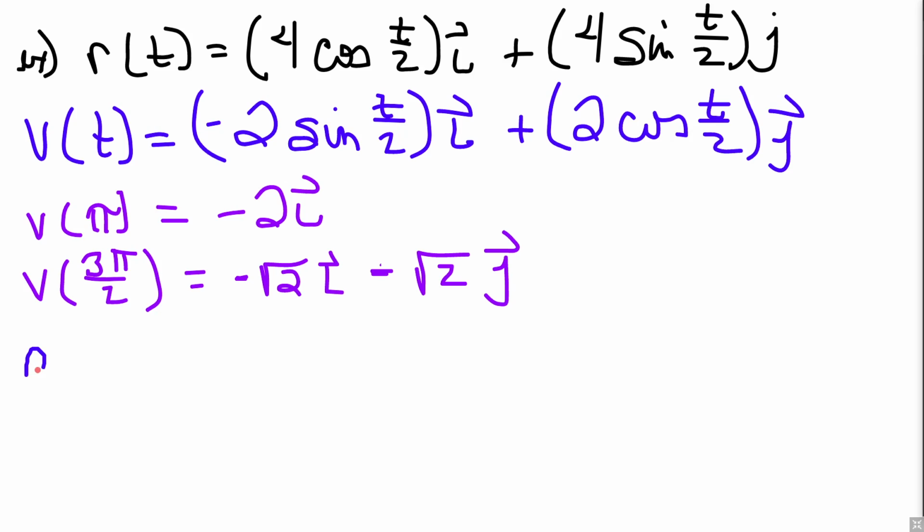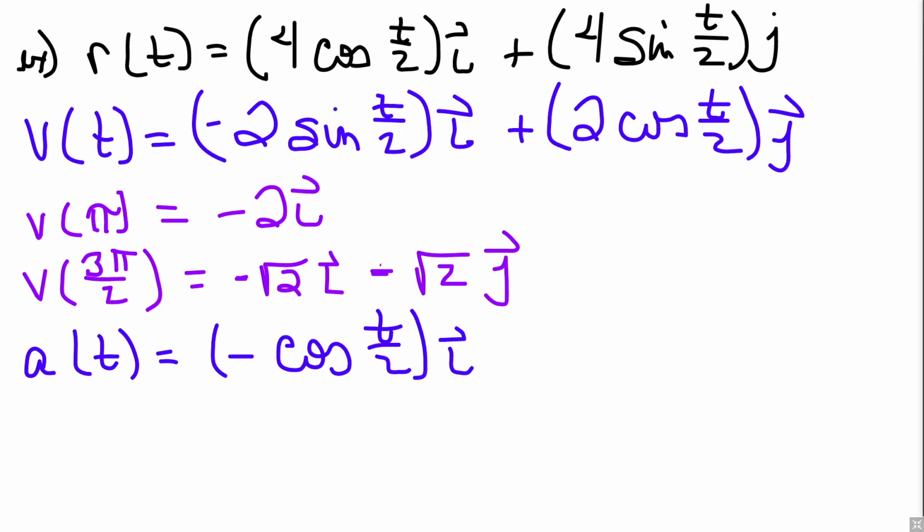All right, so next, let's find the acceleration vector. If we find the acceleration vector, we're going to end up with negative cosine of t over 2 in the i direction minus sine of t over 2 in the j direction. Any questions there?